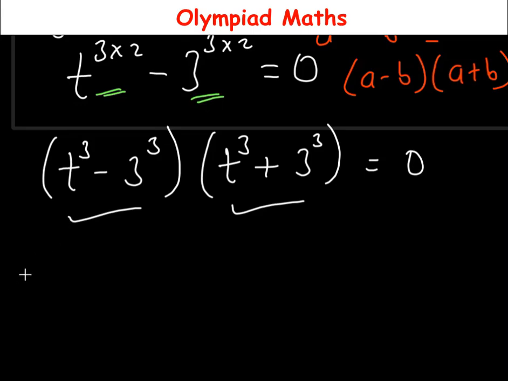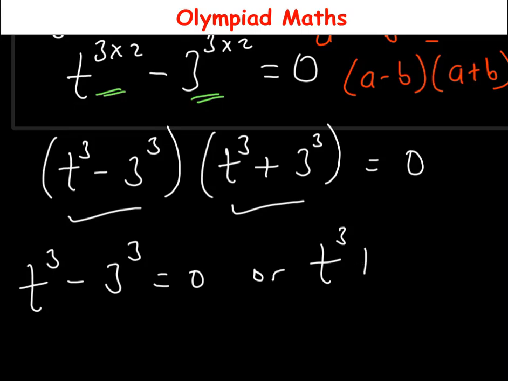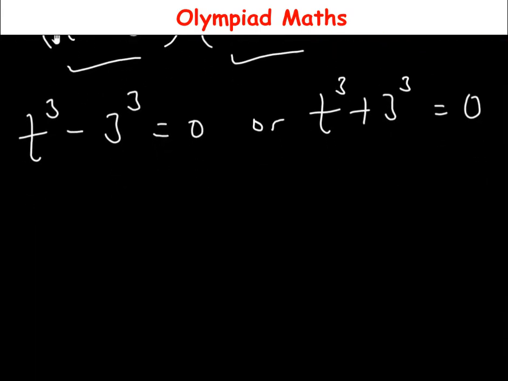So from here, t raised to power 3 minus 3 raised to power 3 is equal to 0. Or from here, t raised to power 3 plus 3 raised to power 3 is equal to 0. So here we have two equations, and let us solve for them.